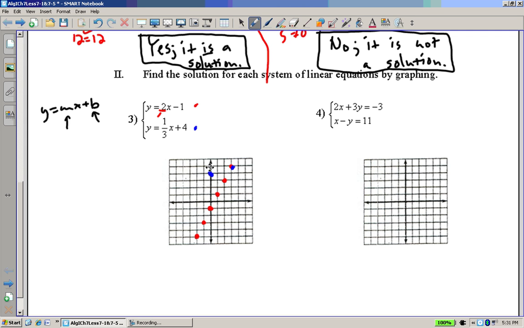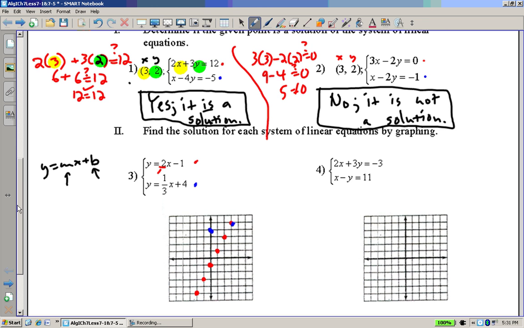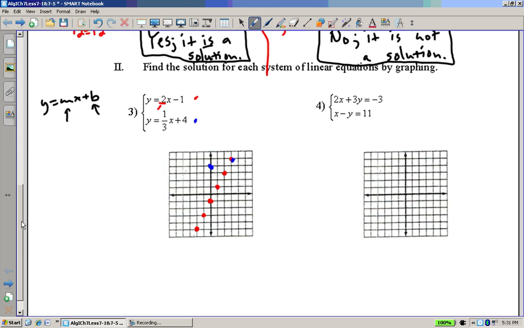Now, if you remember from above, I'm looking for the place where it's a solution to both at the same time. Well, there's my intersection right here. It's the point 1, 2, 3, 1, 2, 3, 4, 5. Well, guess what? That's the solution to the entire thing.